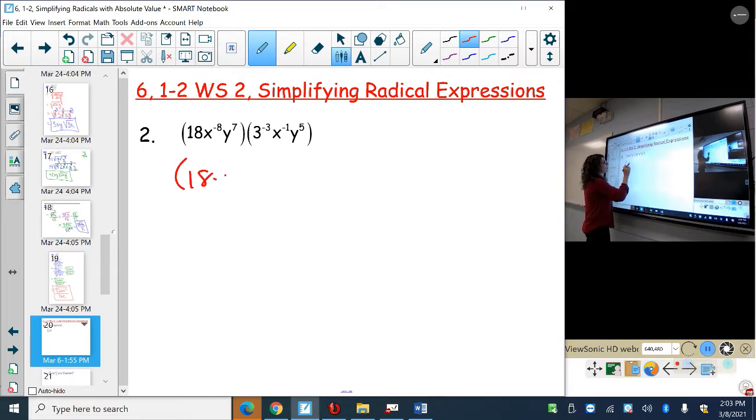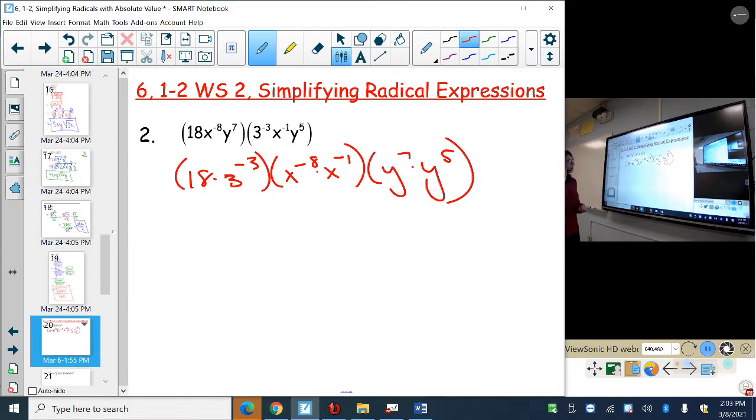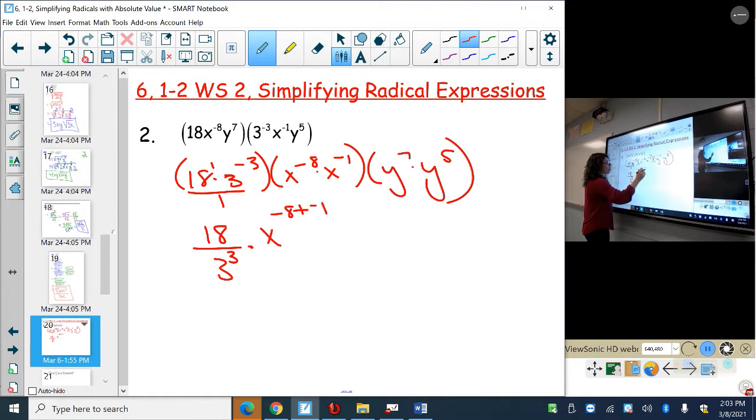So I'm going to have 18 times 3 to the negative 3, x to the negative 18 times x to the negative 1, and y to the 7th times y to the 5th. That is a rearranging problem. So go ahead and say, should I stay or should I go? The 18 has a positive exponent, the 3 has a negative, so it goes to the bottom and becomes positive. We are going to add these exponents, making sure you know those are all in the numerator.